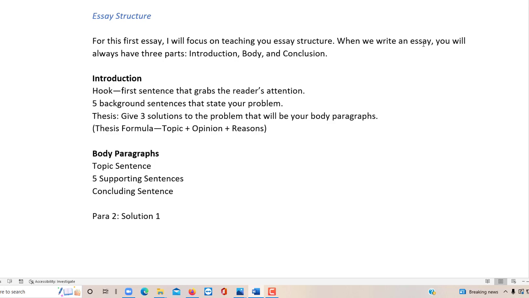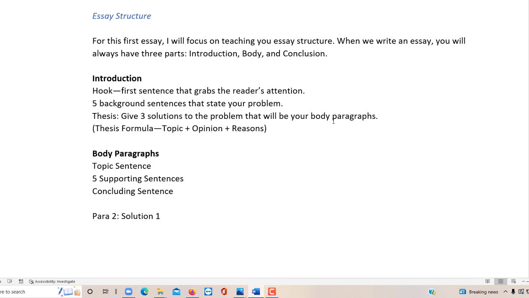When we write an essay, you will always have 3 parts: introduction, body, and conclusion. In your introduction paragraph, you are going to have a hook, 5 background sentences that state your problem, and then a thesis statement, which is your main idea sentence. Your thesis statement goes after the hook and after the 5 background sentences, and the thesis statement is the last sentence of the first paragraph.